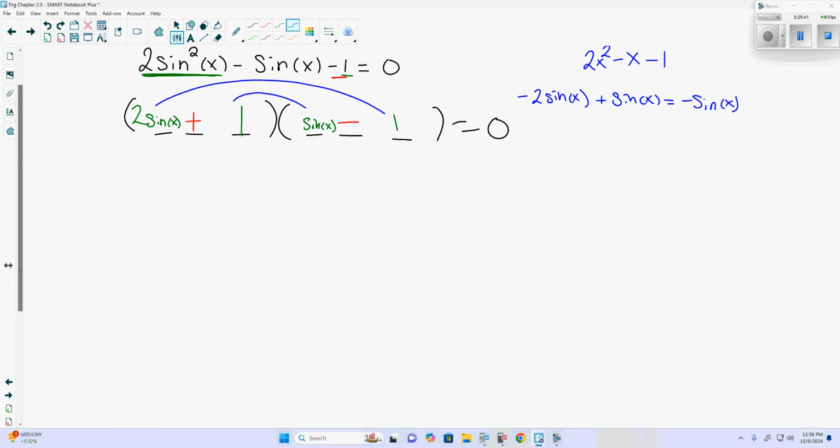And again, part of the reason we factored it is to help us find the solutions, because in factored form, I have 2 things being multiplied together that equal 0. So according to the zero product property, one of them has to be 0. So either 2 sine of x plus 1 is 0, or sine of x minus 1 is 0.